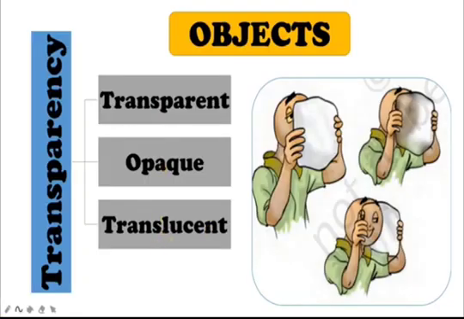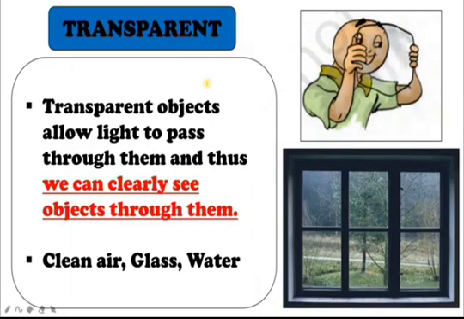Students, objects can be classified into three: transparent, opaque and translucent. The objects are classified into three based on transparency. The first classification: transparent objects. So what are transparent objects? Transparent objects allow light to pass through them, and thus we can clearly see objects through them. Look at here. Clean air, glass, water, etc. are examples. When you look at one side of the window, the other side is visible, right? Yes, this type of object is a transparent object.